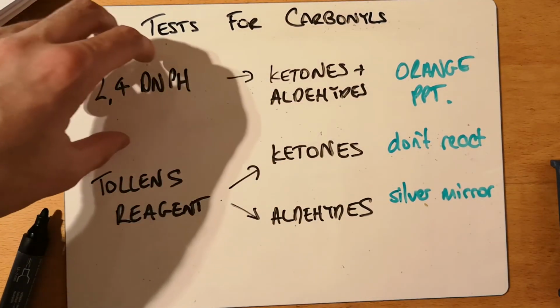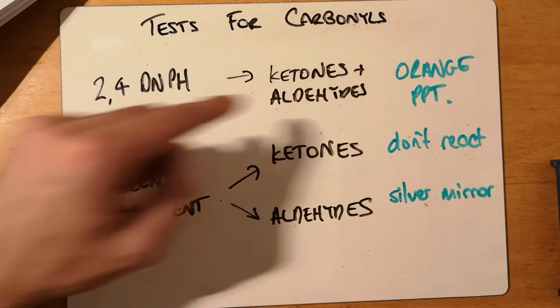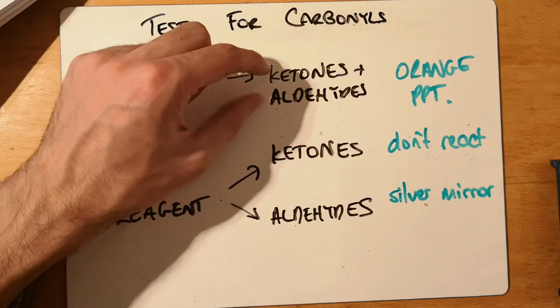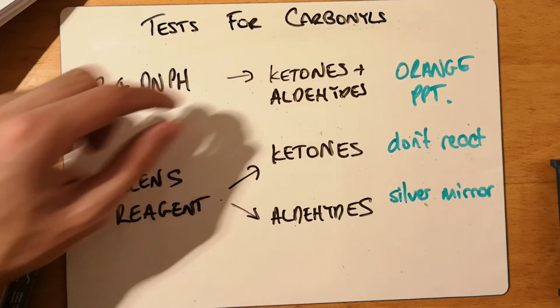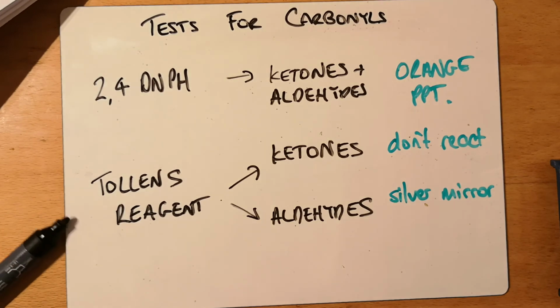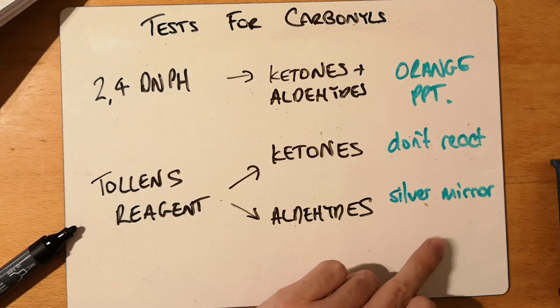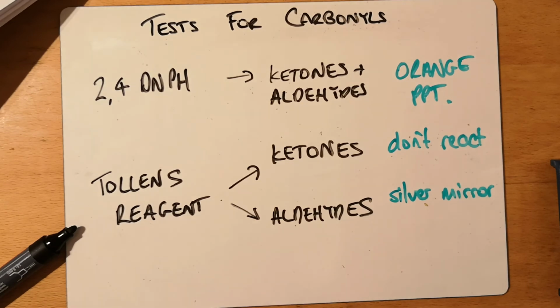First of all, if we have a carbonyl, so if we've added 2,4-DNPH and we've got an orange precipitate, we know we've either got a ketone or aldehyde. If we then add Tollens' reagent and do the silver mirror test, and it doesn't react, it's a ketone. If it produces a silver mirror, it's an aldehyde. And that is carbonyl chemistry.